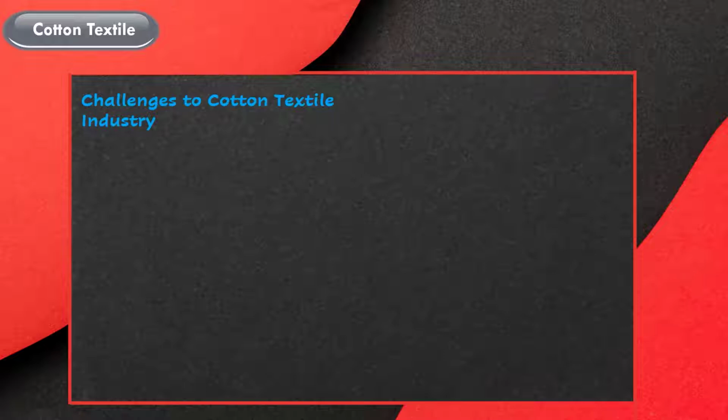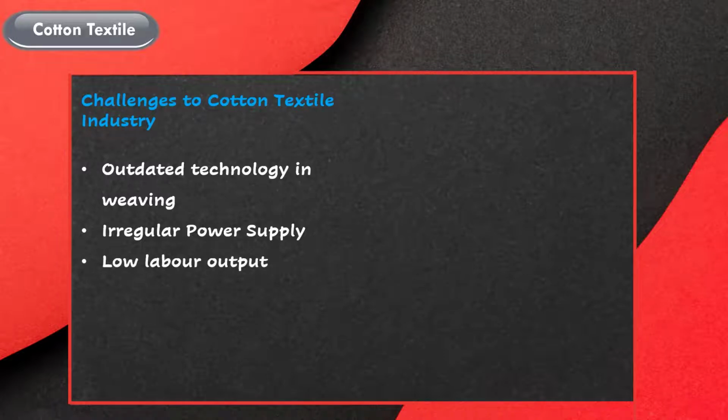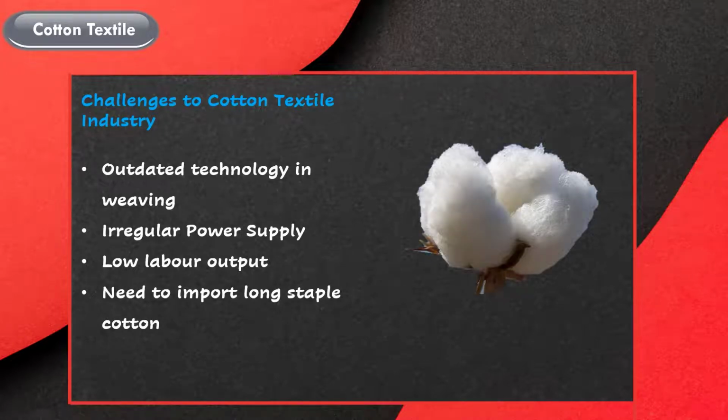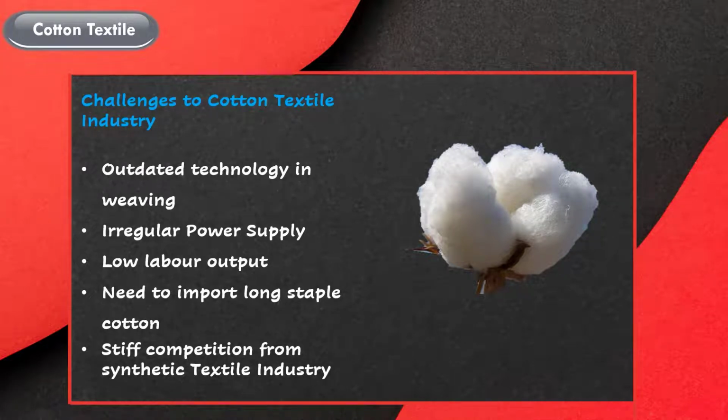Apart from the mismatch between spinning and weaving, there are other challenges too. There are a few big, modern mills. But, as we have just seen earlier, technology used in weaving is outdated, especially in handlooms and power looms. Irregular power supply is the second challenge, which hits the power loom owners very hard. Low labor productivity is yet another challenge. Though the production of long staple cotton has increased, India still needs to import it. Finally, there is the stiff competition from synthetic textile industries like polyester, nylon etc. That's about cotton textile industry.